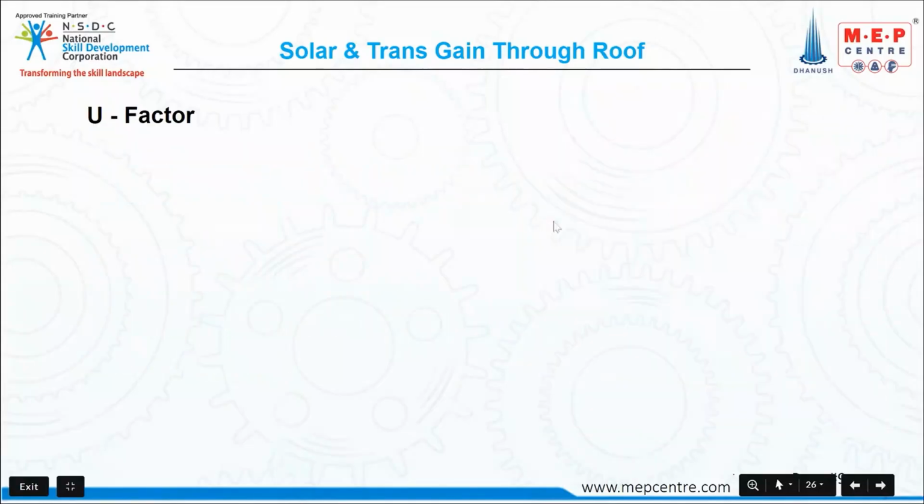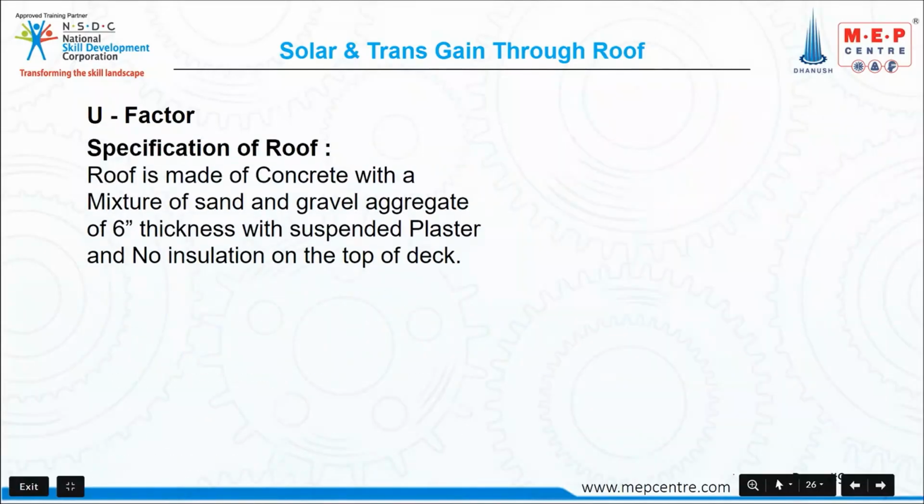Now, U factor. To find the U factor, we need to know the specification of the roof. Roof is made of concrete with a mixture of sand and gravel aggregate of 6-inch thickness with suspended plaster and no insulation on the top of the deck.